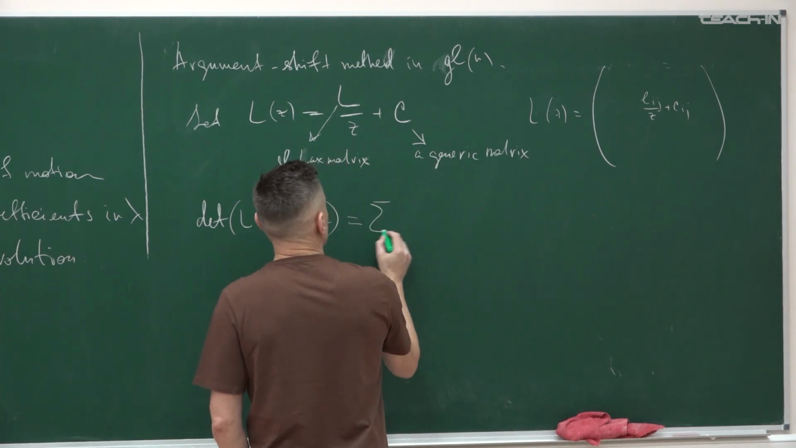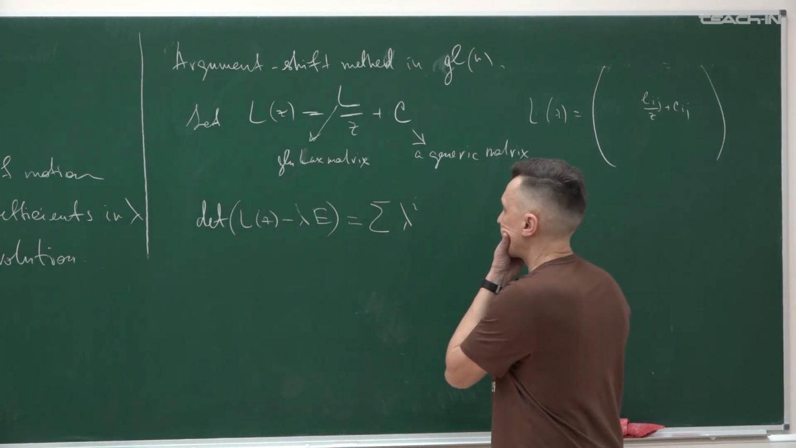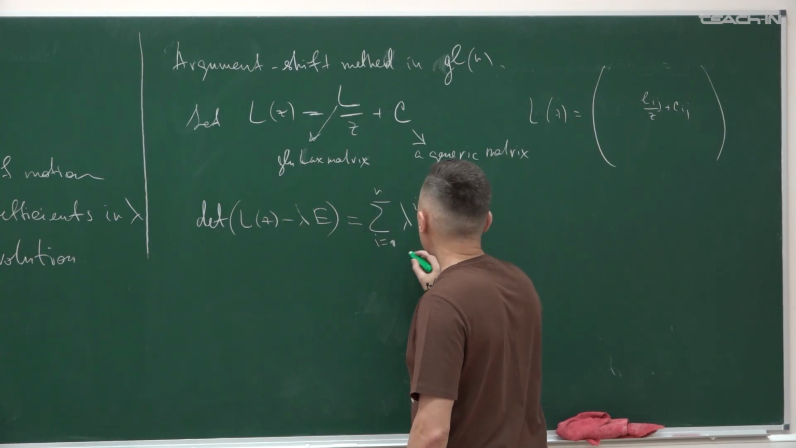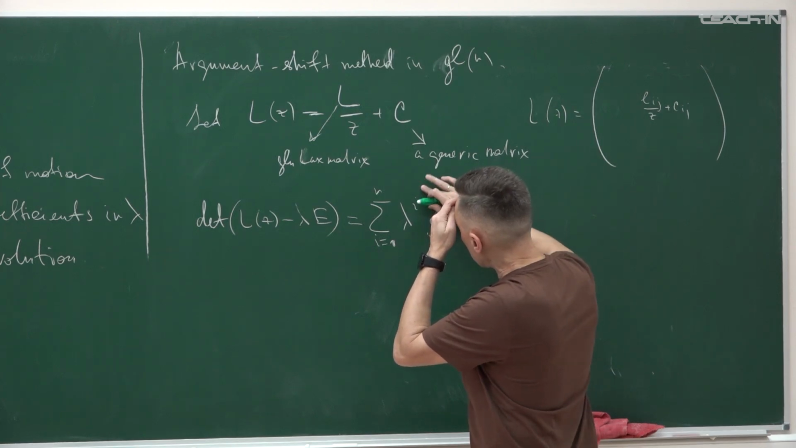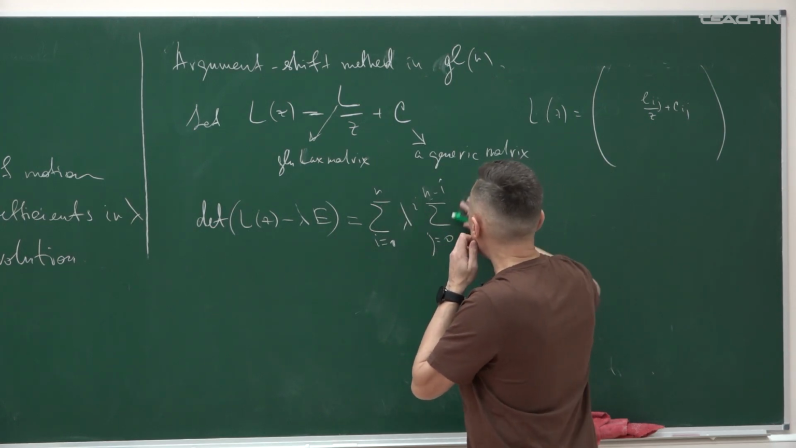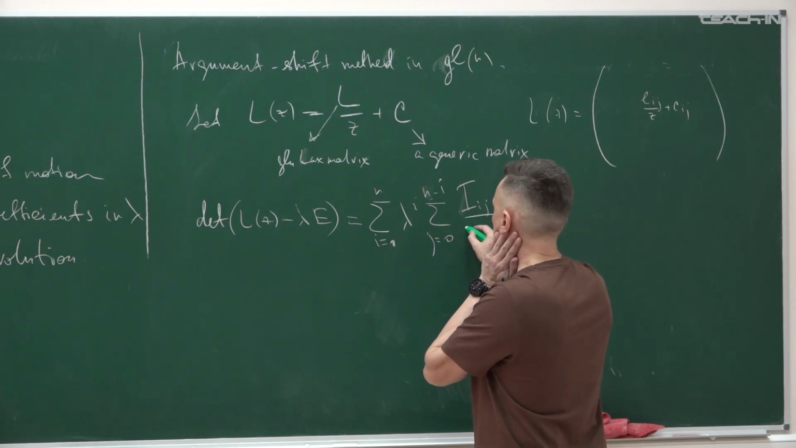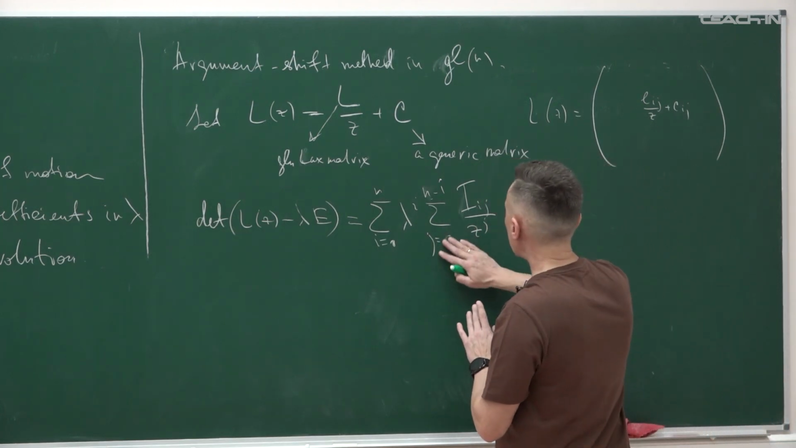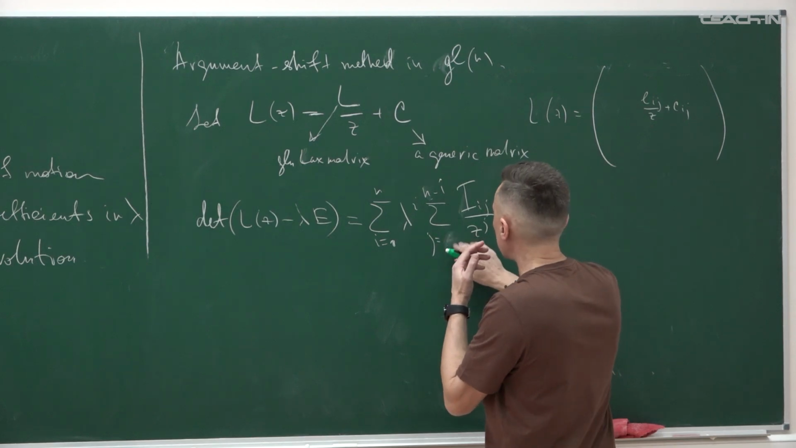So it is the sum of lambda E, and here it is the sum of E from 0 to N. Now it is the sum over I from 0 to N minus I, and this is 1 I, Ij, Z power J. Maybe from 1. No, from 0.